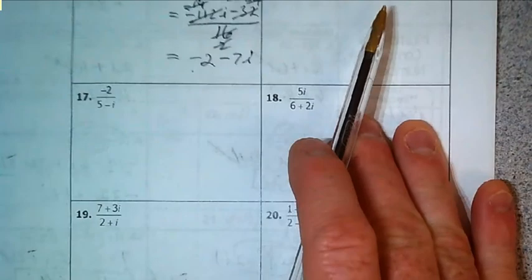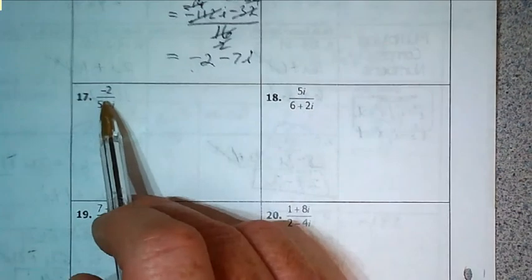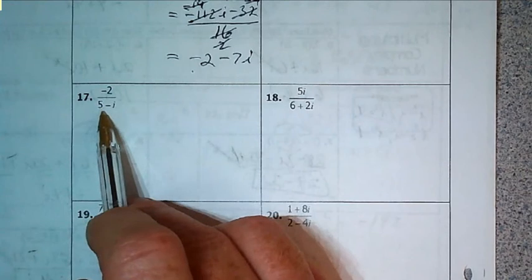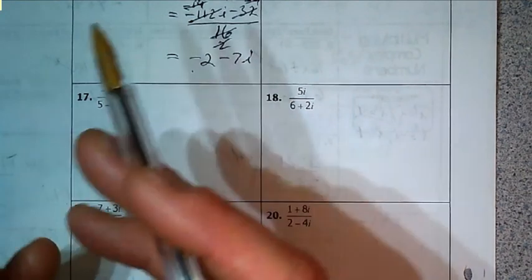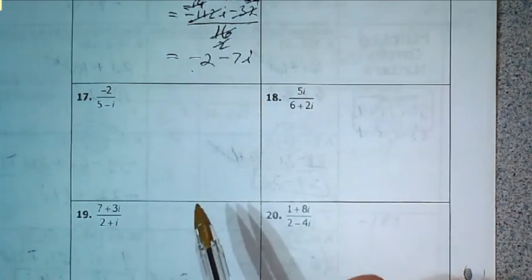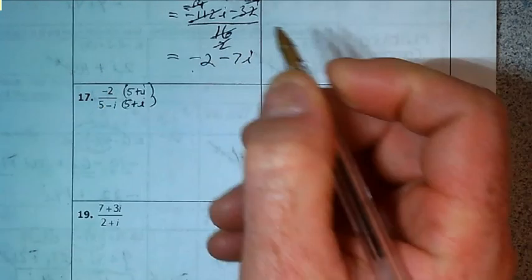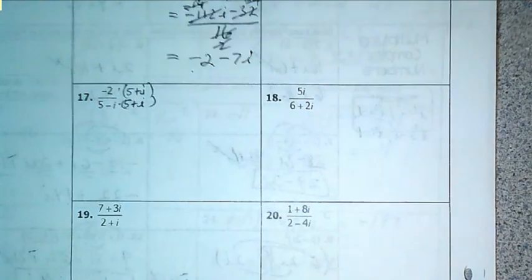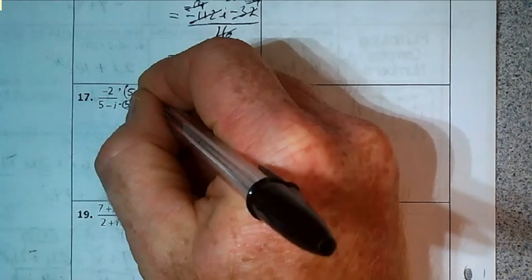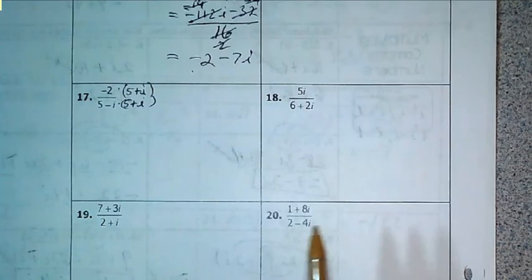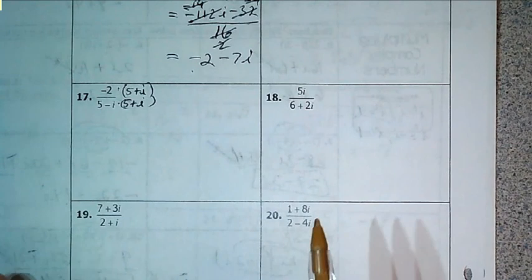All right, so when we look at number 17, here we have a true complex number. In other words, there's a real part and there's an imaginary part. So we're going to multiply the numerator and denominator by 5 plus i. And this is going to eliminate the imaginary part in that denominator. Now I'm going to show you a little trick here. I'm going to save you a little time.